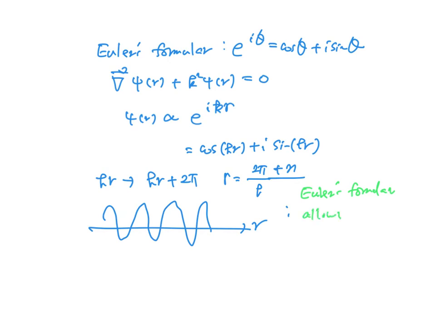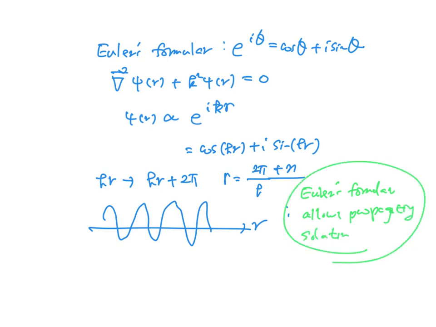It allows a propagating solution. So that means light is a typical propagating solution, right? It exists. Euler's formula.